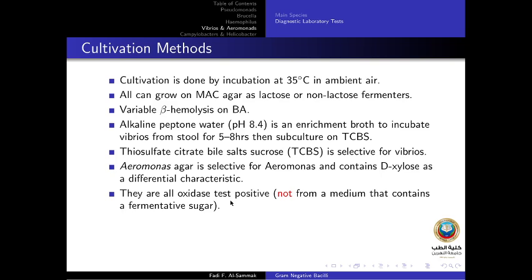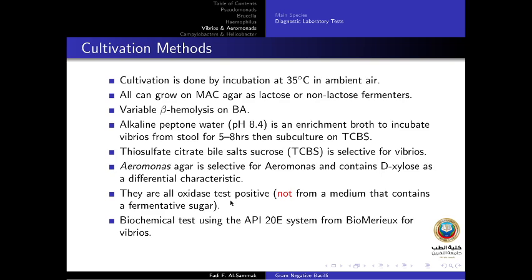Aeromonas and Vibrios are both oxidase test positive. It is very important to notice that we shouldn't take the culture for the oxidase test from media that contains a fermentative sugar, like sucrose or any other sugar. Why? Because after fermentation, the end products will be acidic, and this will lead to low pH. We said before that Vibrios are very sensitive to acidity, and they are going to be killed by this acidity, making the oxidase test not that useful.